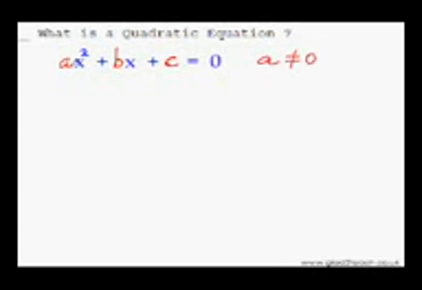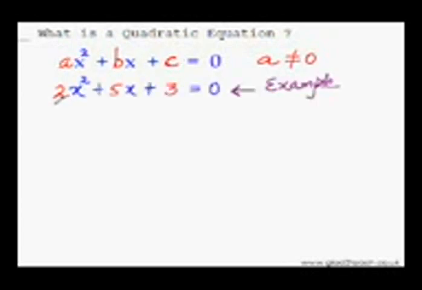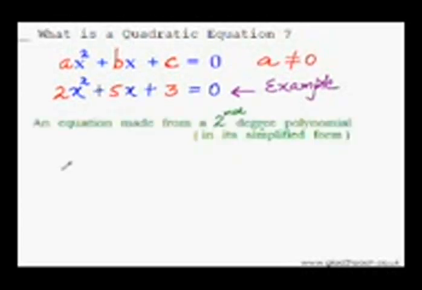Why? Because if a is 0, then this entire term will become 0 and this equation will be reduced to a linear equation. Here is an example of a quadratic equation: 2x squared plus 5x plus 3 equal to 0. Here, a, b, c have been replaced by these numbers. In proper mathematical language, a quadratic equation is defined as an equation made from a second degree polynomial in its simplified form.